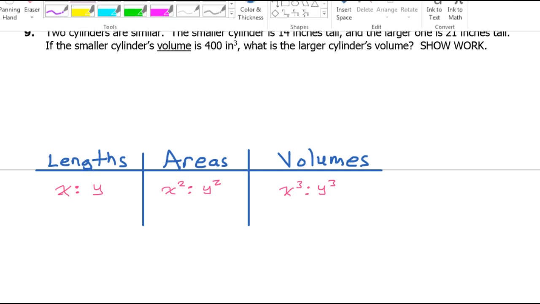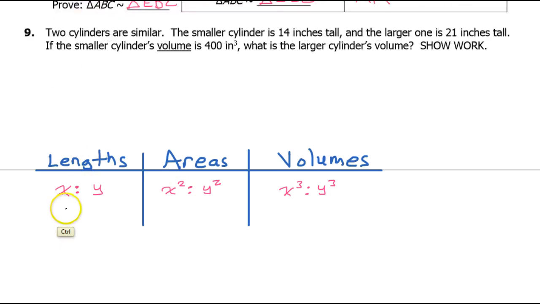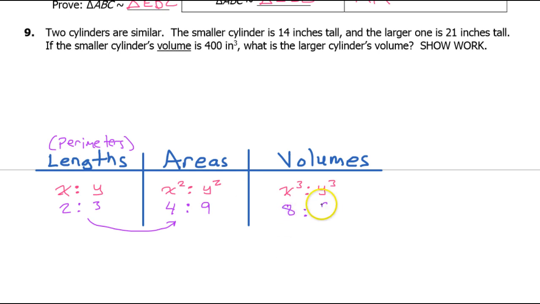So just as a quick example, maybe I'll change colors. Let's say I told you that the lengths, and this would apply to perimeters as well, because perimeters are just lengths, the ratio of lengths was 2 to 3. Then the ratio of areas would be 4 to 9, because that's 2 squared and 3 squared. And the ratio of volumes would be 8 to 27.